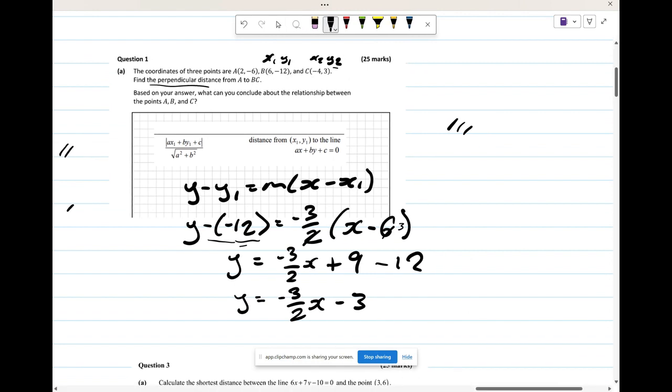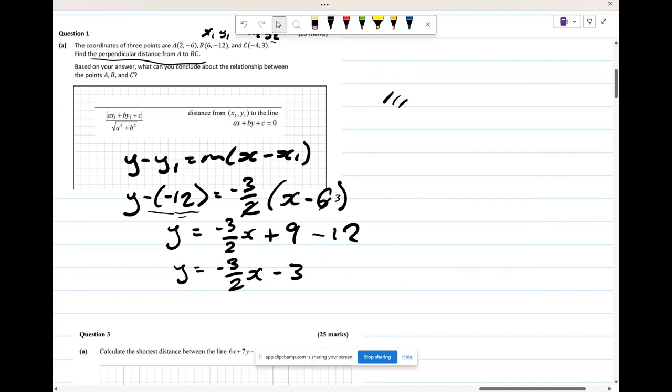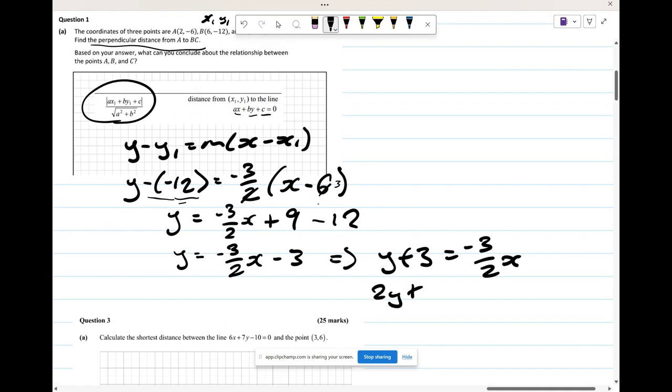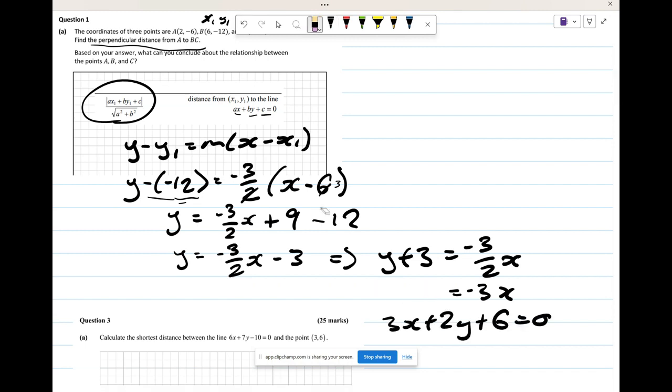And now we're going to need to find the perpendicular distance from A to BC. So we're just going to plug it into our formula. First let's get the line in the form it wants. So it wants ax plus by plus c, and we have it as y equals mx plus c. So let's bring this 3 across and then multiply by 2 and bring the x across then. First let's bring the 3 across, minus 3 over 2x, and we can multiply by 2, so that's 2y plus 6 equals minus 3x, and that's going to be 3x plus 2y plus 6 is going to be equal to 0.